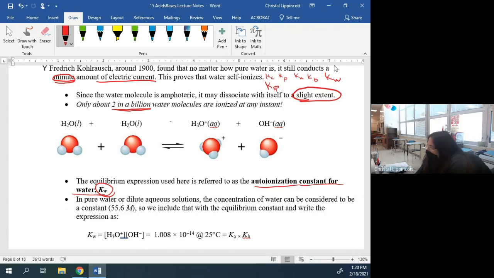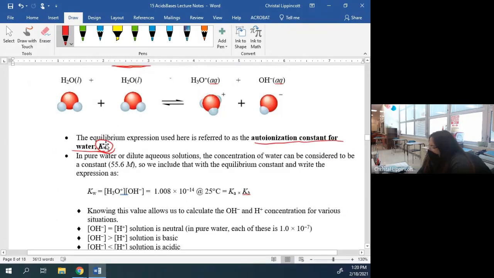But we've got this slight ionization here, okay? So water, pure water, the concentration of pure water can be considered a constant. This is actually the concentration of pure water. Okay, and you're like, are you serious? Yeah, it's like that crazy high. Okay, now how do I know that? Well, I know that the density of water is 1 gram per milliliter, right?